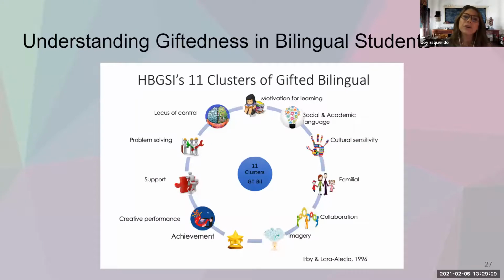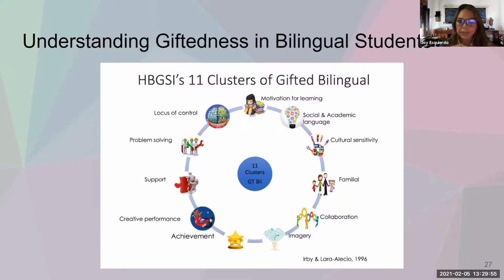Next. These characteristics, I'm not going to spend too much time here, but these characteristics of giftedness have been identified by the HBGSI. If you want more information on these 11 clusters, you can go to teachbilingual.com. It has all the literature and the instrument itself. These 11 clusters have been identified as the unique characteristics of bilingual gifted students.